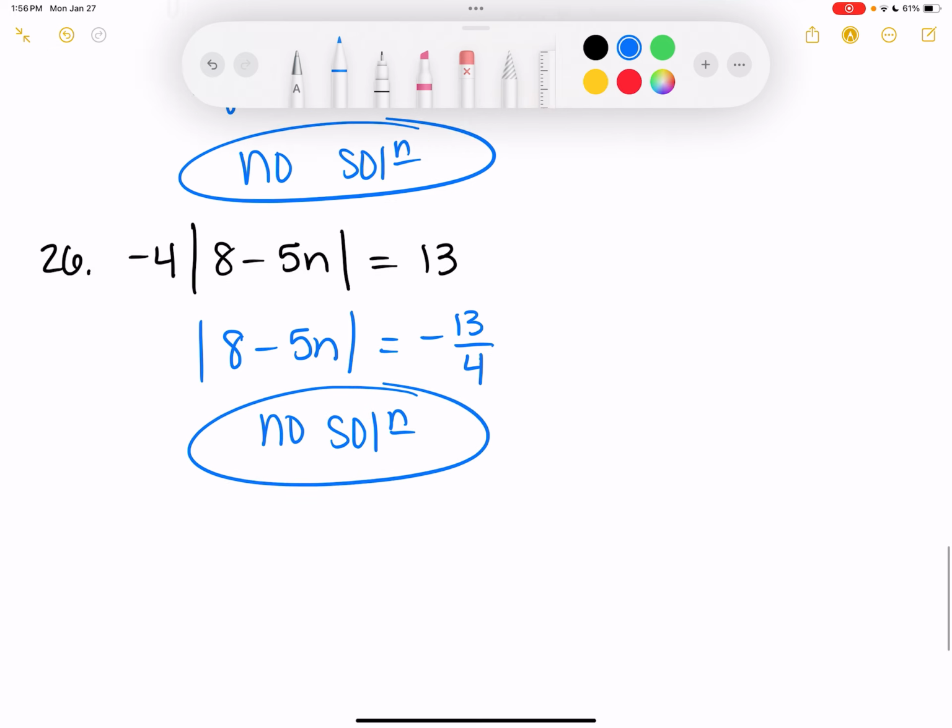All right, on this next one, I want you to try this one on your own. So 28 is negative 5 times the absolute value of 4 over 5 w plus 6 is equal to negative 10. So take a minute and do that one.